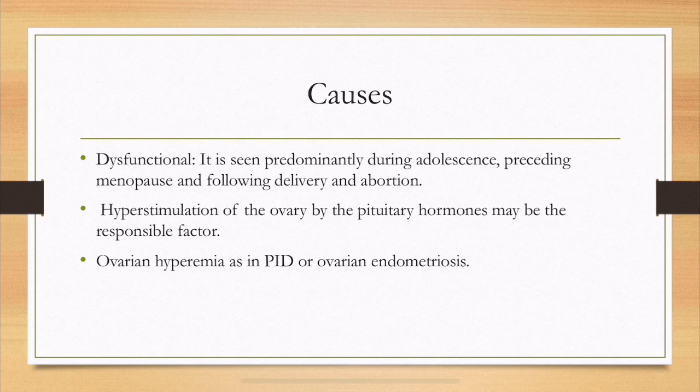Ovarian hyperemia, as in pelvic inflammatory disease or ovarian endometriosis. Whenever there is ovarian endometriosis, the endometrial tissue, instead of growing in the uterus, starts growing in the ovary, and this is known as ovarian endometriosis. Ovarian endometriosis and pelvic inflammatory disease could be causes for polymenorrhea.